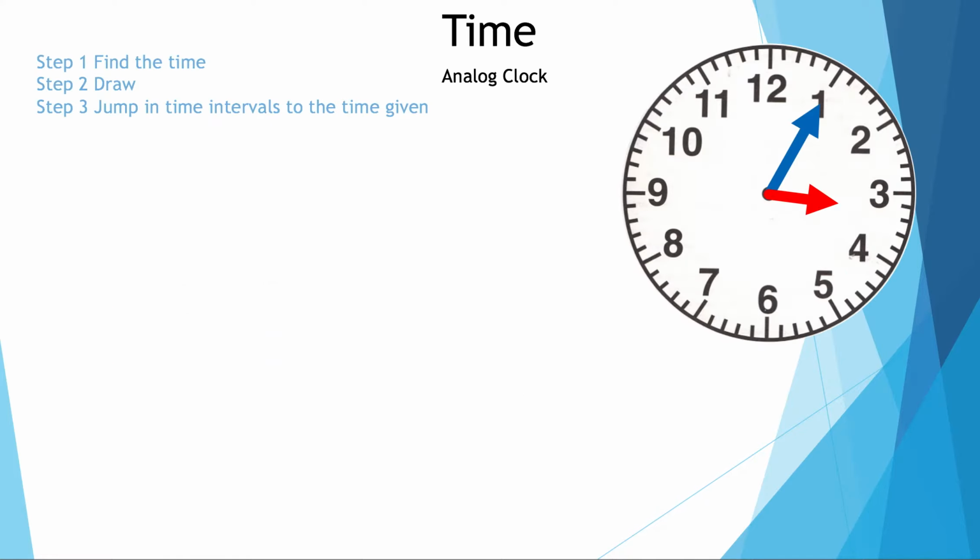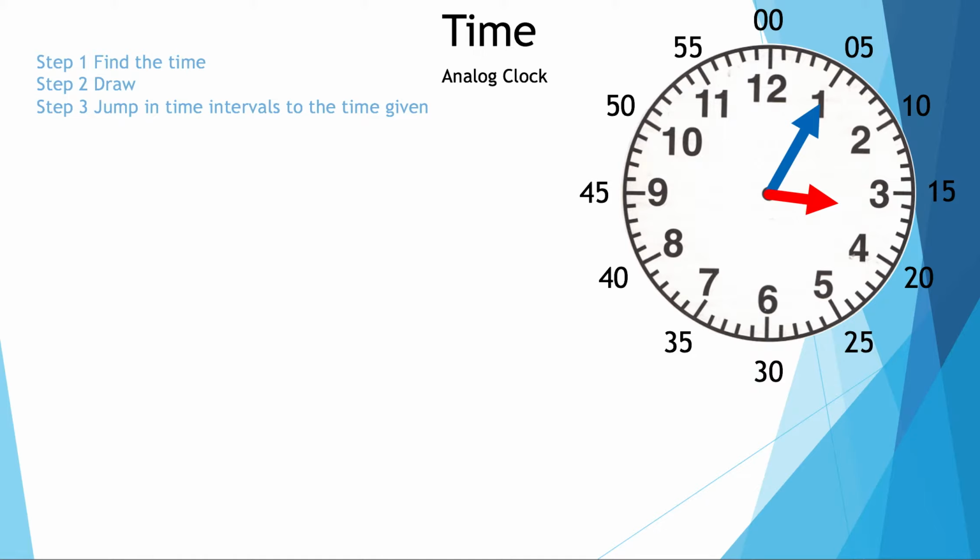So let's talk about the steps in order how to do these type of questions. Step 1, find the time. Step 2, draw. Step 3, jump in time intervals to the time given. Now what does draw mean? That could mean anything to anyone, okay? But you should always draw. Now for me, that means I'm going to go ahead and draw the minutes on the clock so it's easier to see what is going on.